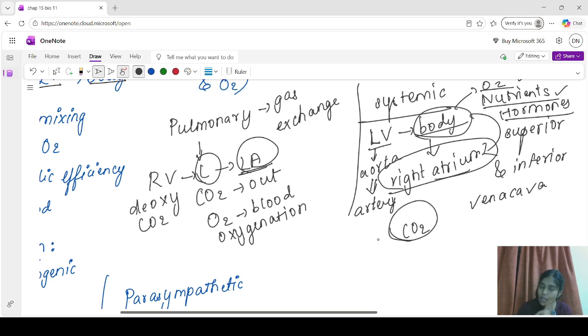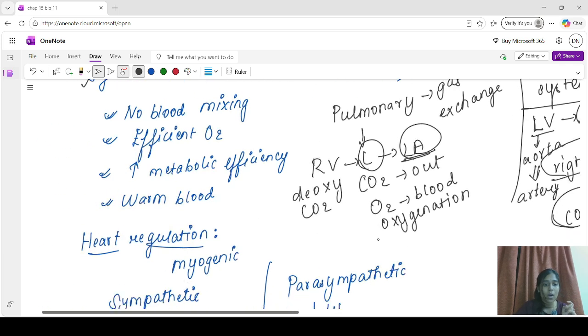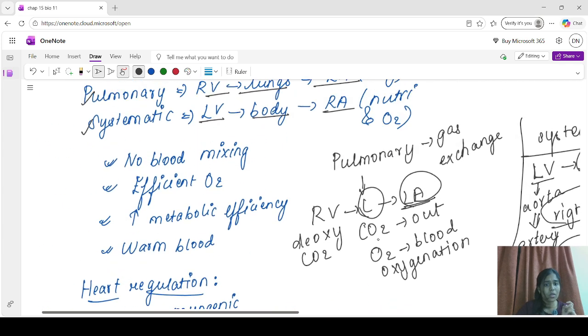This process continues for every single circulation. What is the significance of double circulation? So, double circulation will actually prevent the mixing of blood. Oxygenated and deoxygenated blood remains completely separate. This ensures tissues receive fully oxygenated blood and efficient oxygen supply.